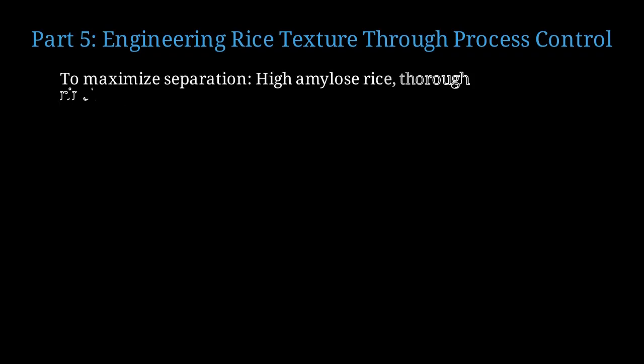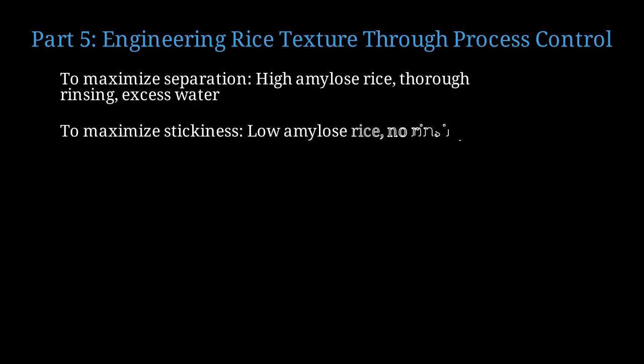To maximize grain separation, select a high amylose rice variety, rinse thoroughly to remove surface starch, use excess water during cooking, and fluff immediately after cooking to disrupt contact points. To maximize stickiness, select low amylose glutinous rice, skip rinsing to retain surface starch, use a minimal water absorption method, and allow slight overcooking to maximize starch leaching.